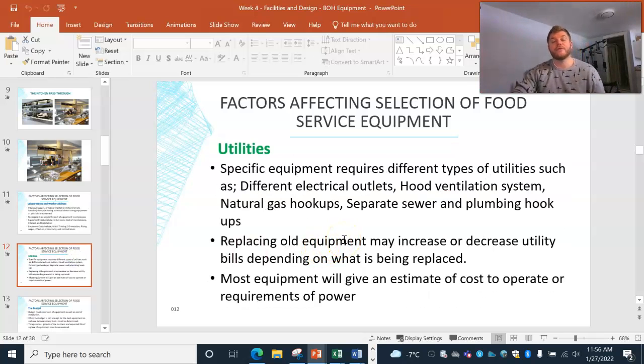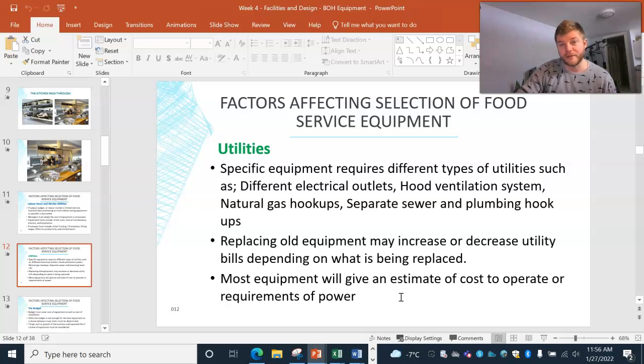Next one is utilities. So specific equipment requires different types of utilities, such as different electrical outlets, hood ventilation, and we'll talk about that more. Is it natural gas? There might be some separate sewer or plumbing hookups, and depending on where your location is, you might not be able to have certain styles of equipment. So replacing old equipment may increase or decrease utility bills depending on what is being replaced. And most equipment nowadays will give you a tag on the actual piece of equipment to tell you this is the expected cost for a household.